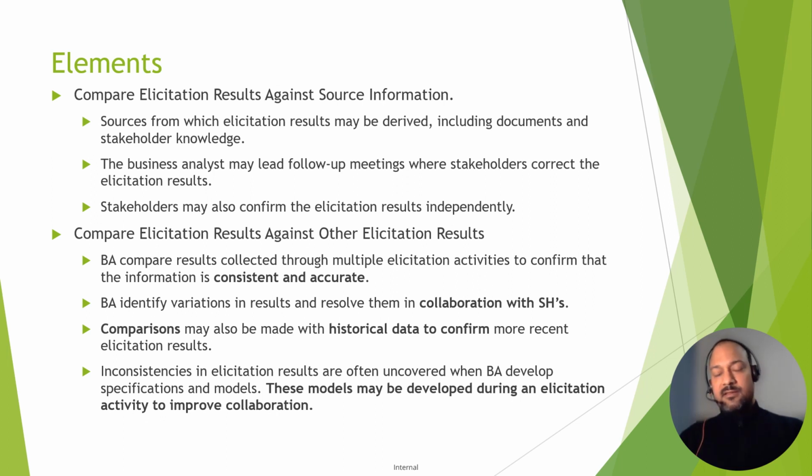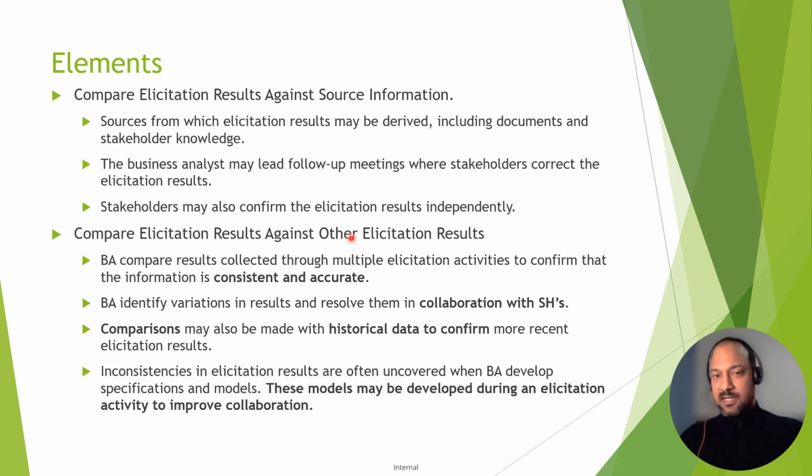Now there are just two elements in this activity. One is compare the elicitation result against the source information. Source from which elicitation result may be derived, including documents and stakeholder knowledge. The business analyst may lead follow-up meetings where stakeholders correct the elicitation results. Stakeholders may also confirm the elicitation results independently.